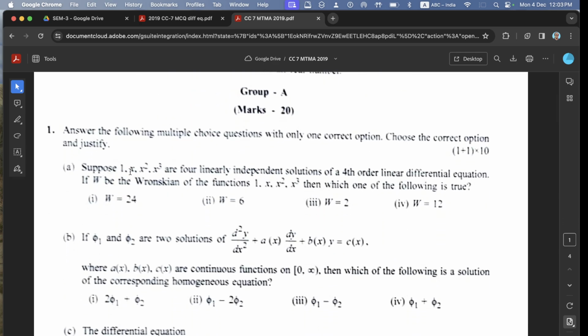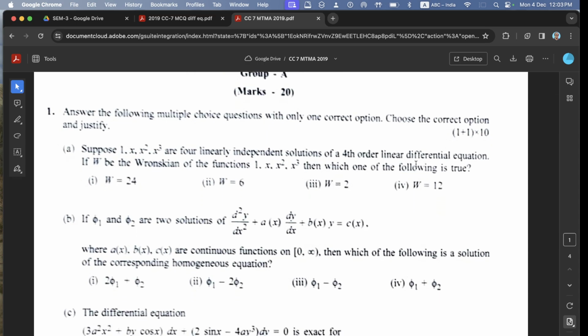Question 1a. Suppose 1, x, x square, x cube are four linearly independent solutions of a fourth order linear differential equation. If W be the Wronskian of the functions 1, x, x square, x cube, then which one of the following is true?